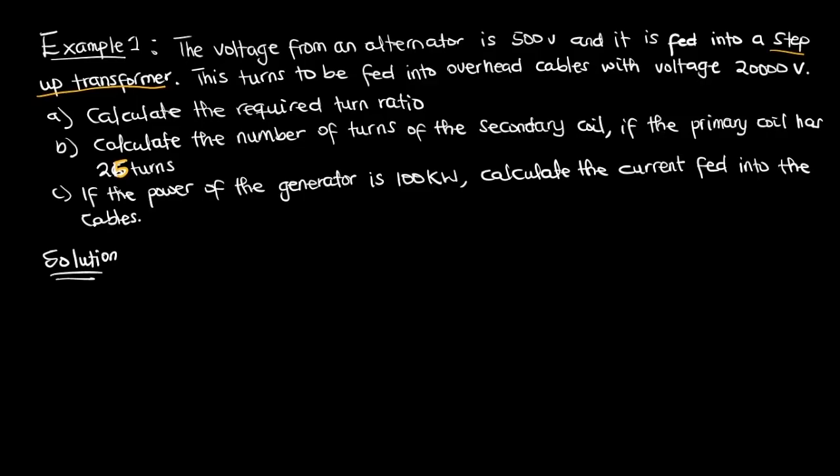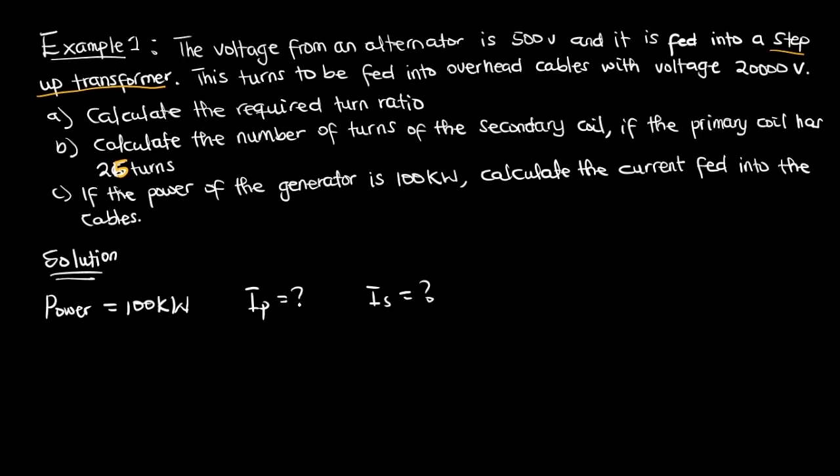So we've been asked that if the power of the generator is 100 kilowatts, we have to calculate the current fed into the cables. Now if you look at this, the current fed into the cables is the IS, or the secondary current. The current from the transformer into the cables is the IS. So we have the primary current, are you okay, and then we have the secondary current, which the question is demanding that we find.